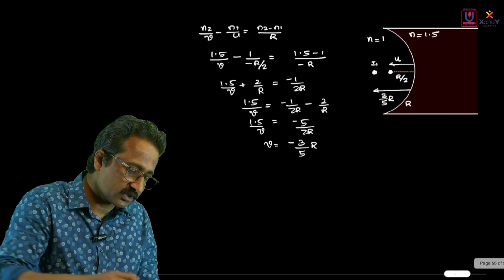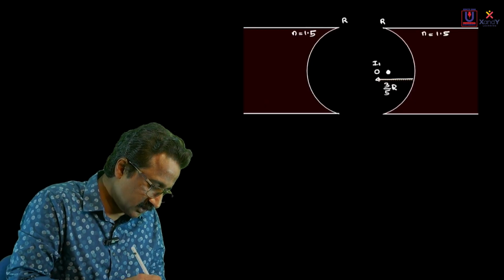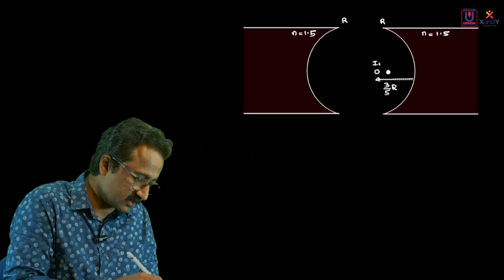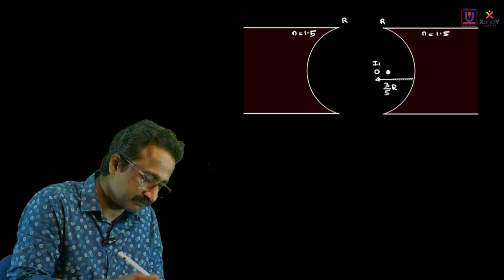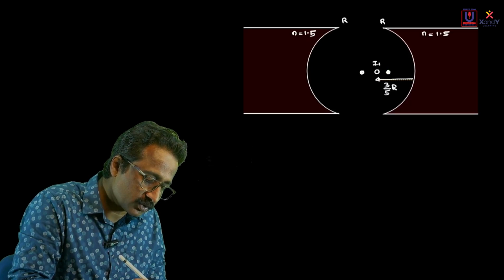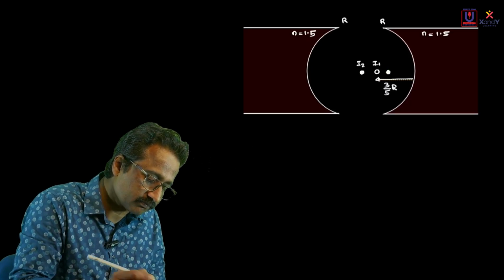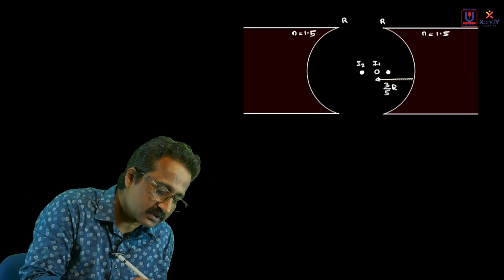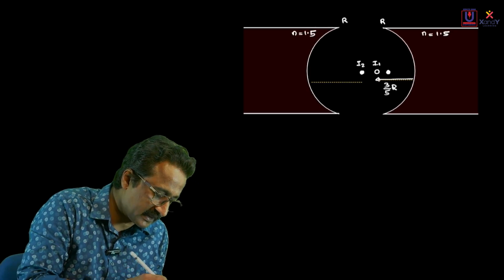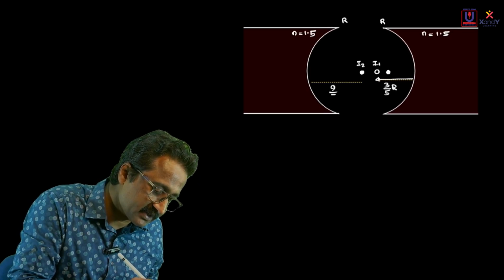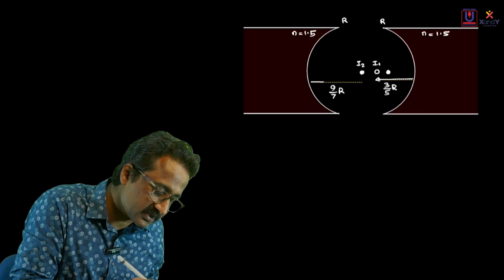Let me go to the original figure and show that. See, for this object, the second image is supposed to be somewhere here, I think. So I'm just taking that image to be here. Possibly it will be here, I suppose. So this can be I2, like this. Now, if that is I2, then this distance is obtained as 9 by 7 times R.